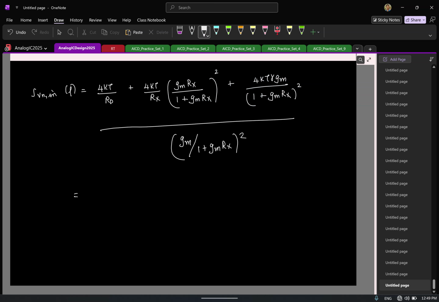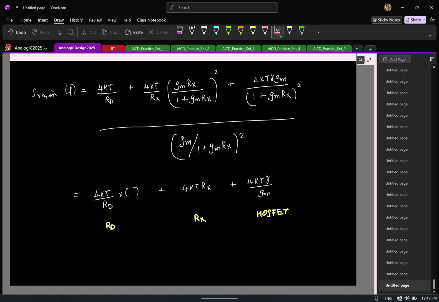So if I simplify this, I'll get the first term, which is 4kT by Rd, the second with some big factor, plus 4kT times Rx, and the last term will be 4kT gamma by gm. Remember, this is due to the resistor Rd, this is due to the resistor Rx, and this is due to the MOSFET.